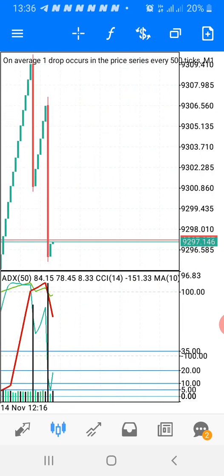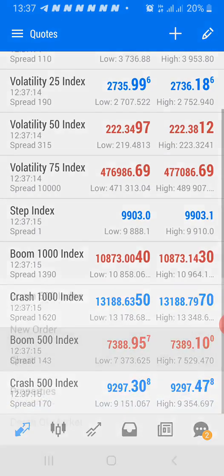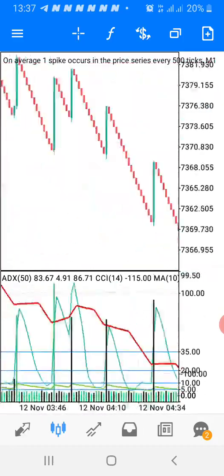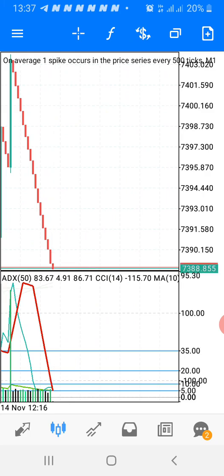It's used to sell for crash, and for boom, you use it to buy. You don't use this strategy to buy crash. You use it to sell crash and buy boom. So let's just check for Boom 500. You see how this strategy works for Boom 500.